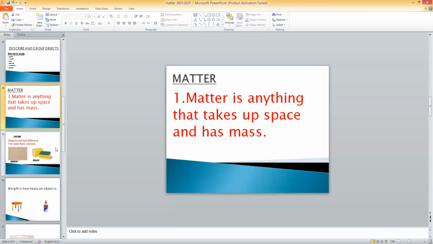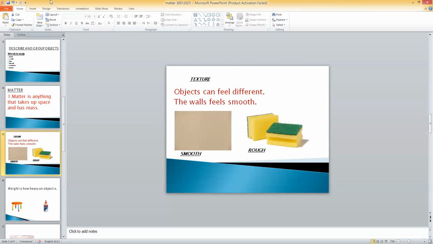So today we are learning how to describe objects by their texture. Now, objects can feel different. The wall feels smooth. This is the wall.